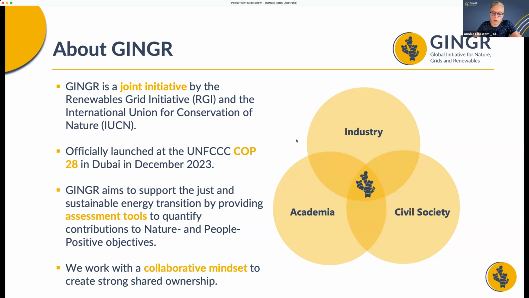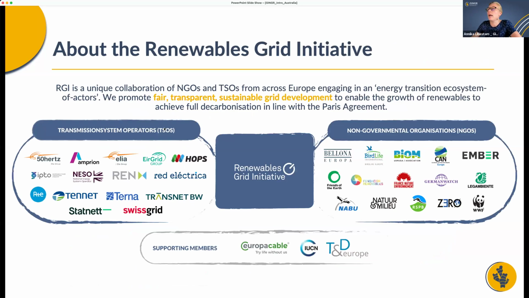And we really want to go beyond setting only principles. We want to help governments and industry to introduce metrics that then can be used when deploying new infrastructure, meaning in this case offshore wind, but also onshore wind, grid infrastructure, and solar. Just a few words on who we are.